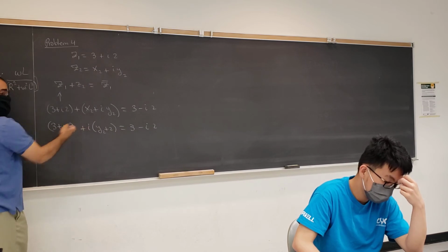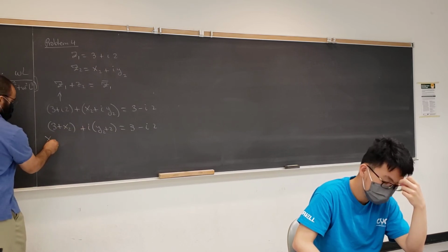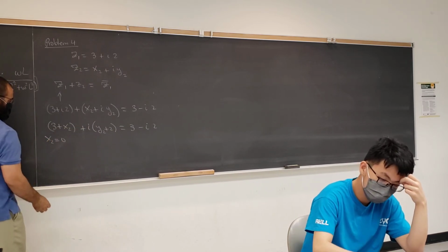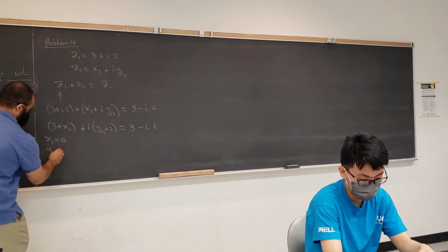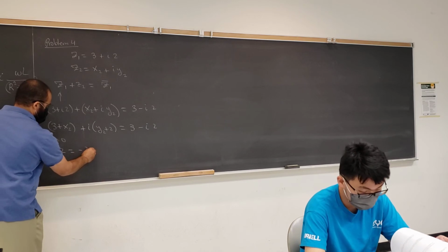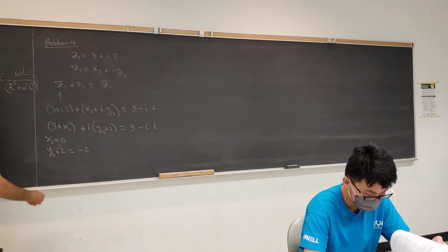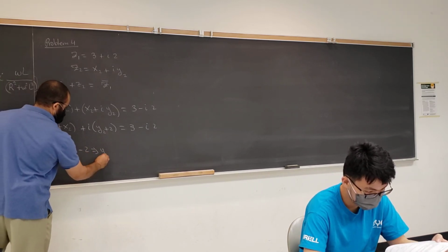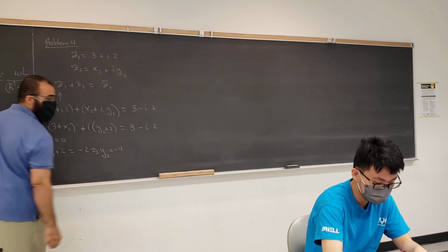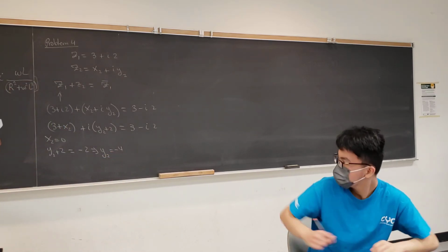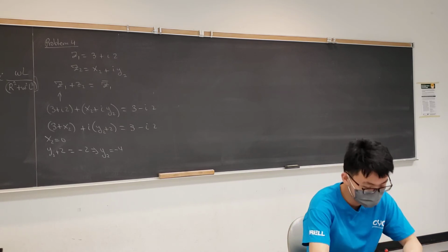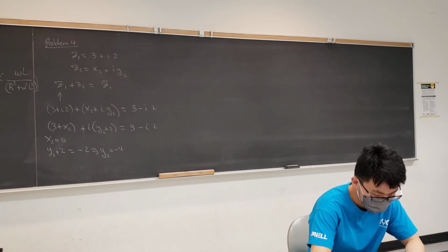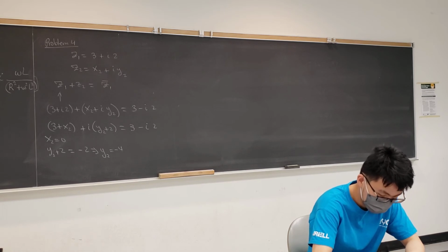So you match them. This matches with that. So 3 plus x2 equals 3, therefore x2 is what? Yeah, x2 is 0. And then y2 plus 2 equals minus 2, right? So what is y2? Minus 4, yeah. And that's all they want. So the real part of Z2 is what? 0. And the imaginary part is minus 4, yeah.